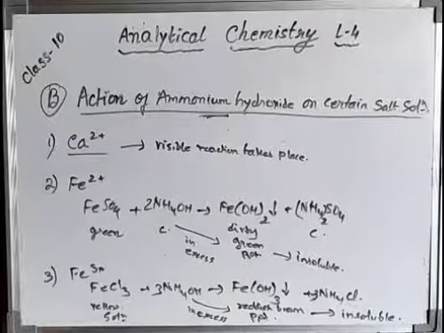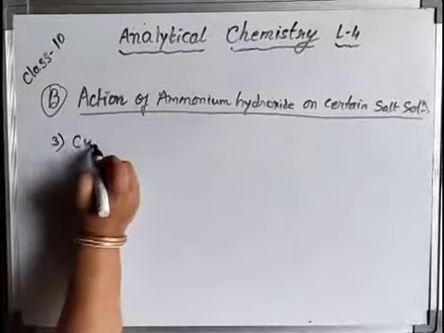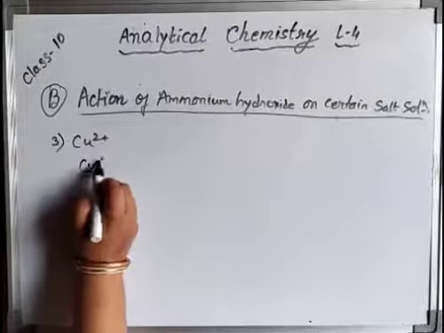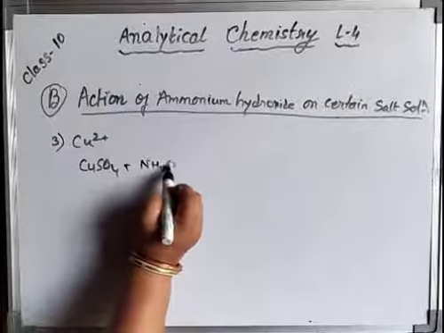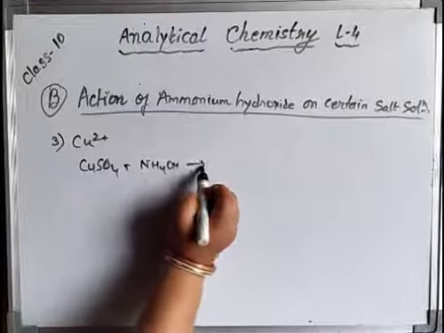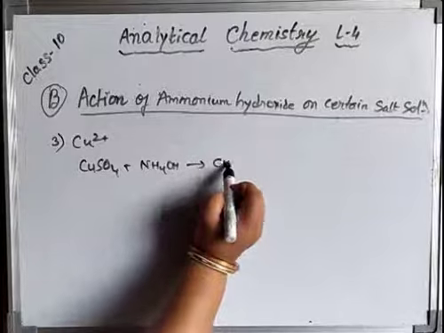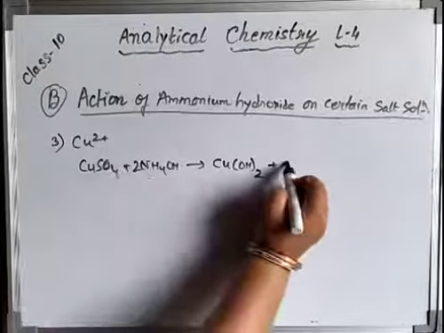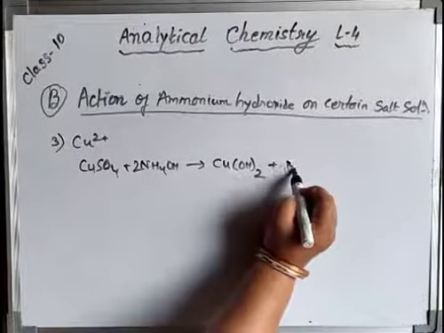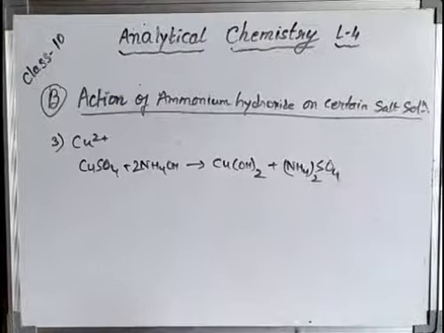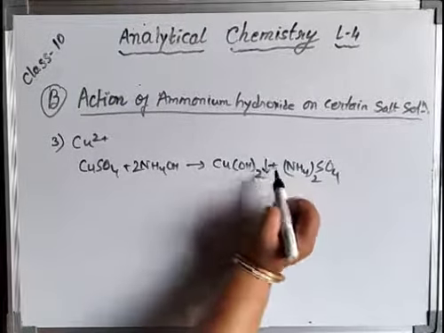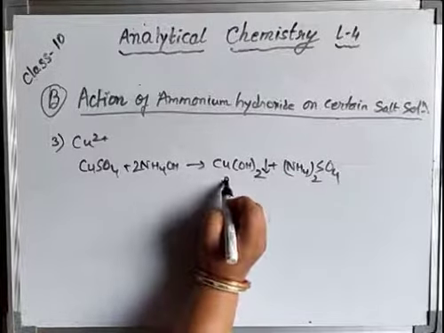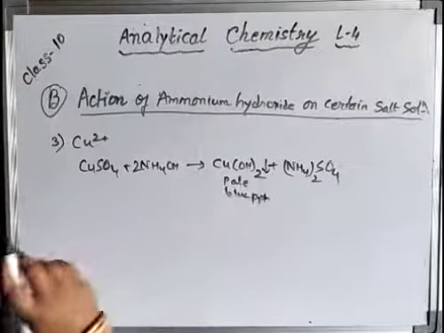Next one is the copper salt, Cu2+. CuSO4 plus NH4OH gives copper hydroxide, plus ammonium sulfate. Okay, I think it is balanced. Now, it is a precipitate, but copper gives a pale blue one when it is added in a little amount.